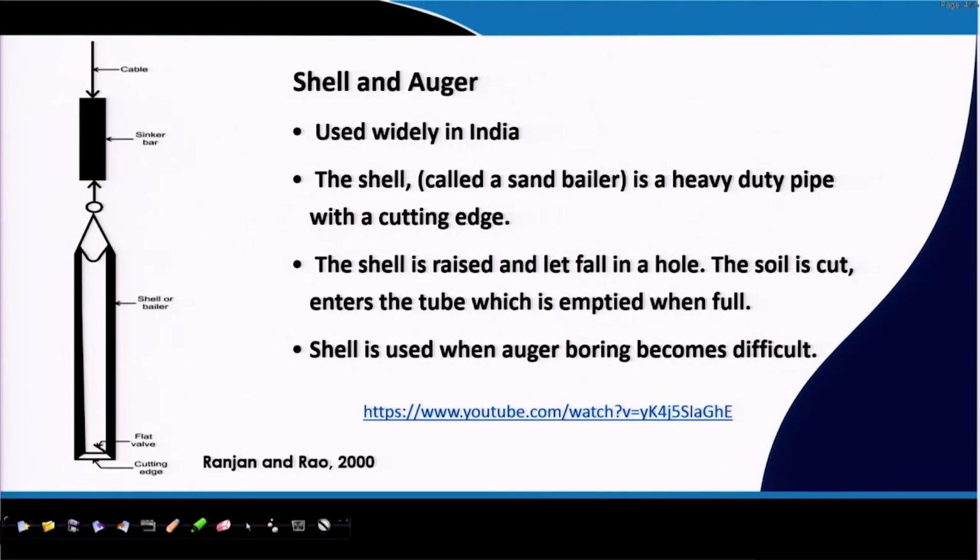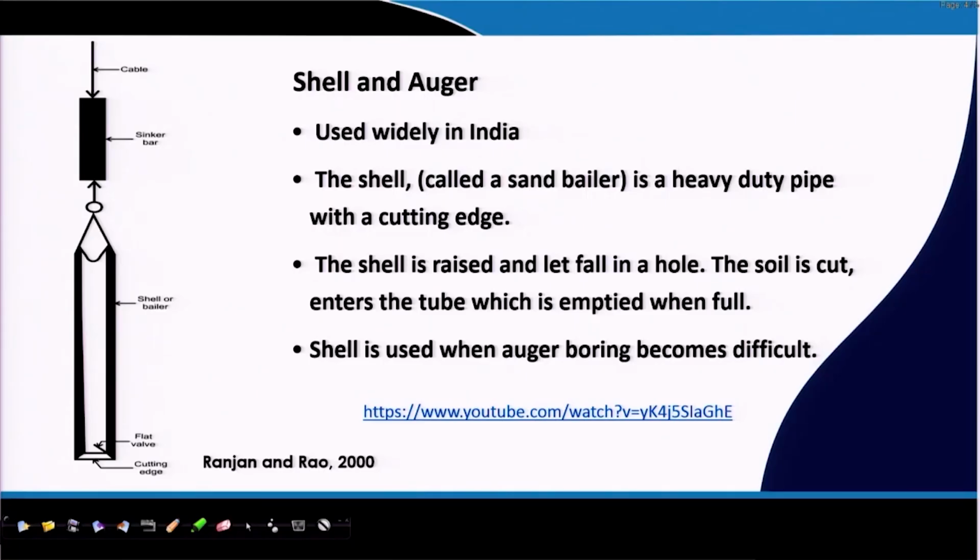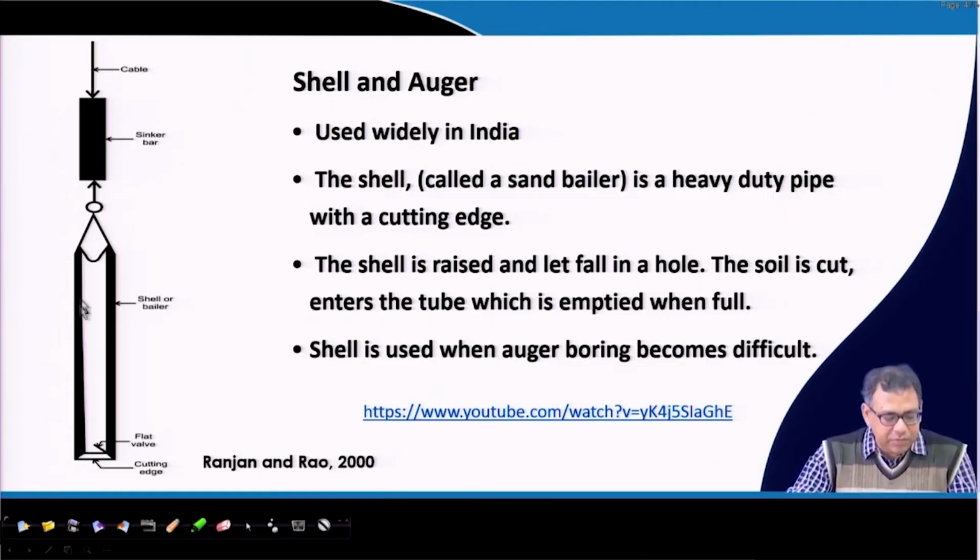And then we can go for the shell and auger boring. These are used widely in India. The shell is a very heavy duty pipe with a cutting edge, and here a one way valve is attached. These shells are raised and let fall into the hole.